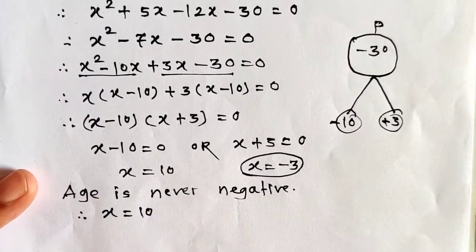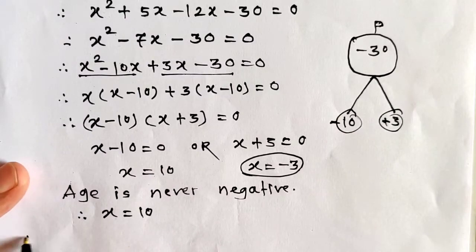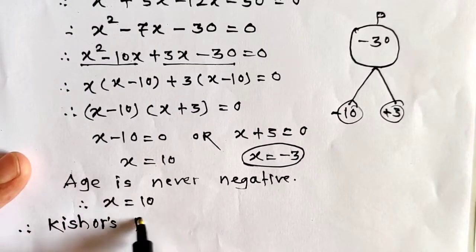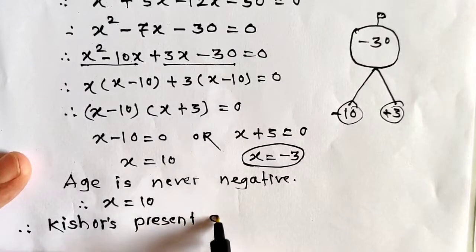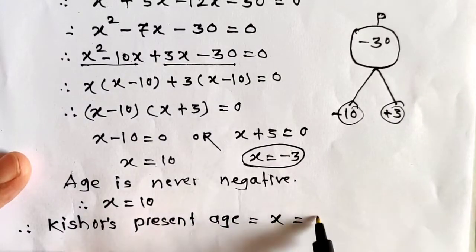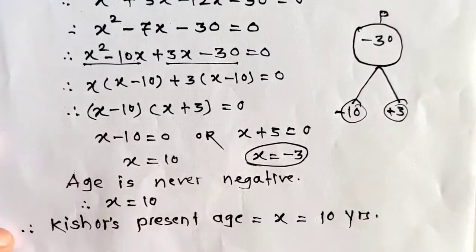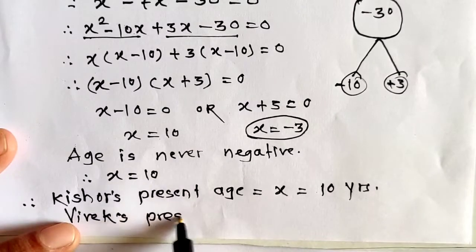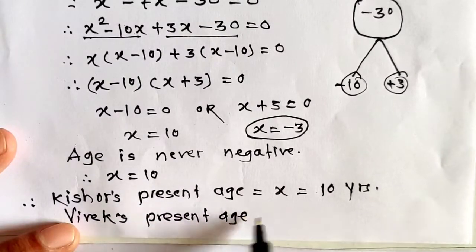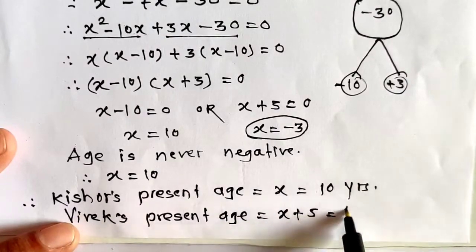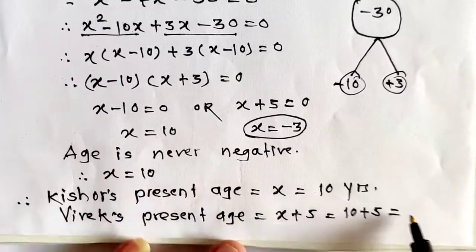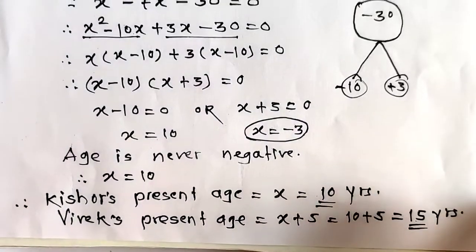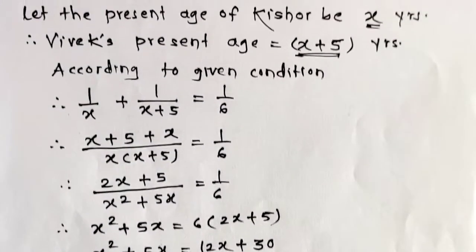So what is x? X is the present age of Kishore. Therefore, our answer: Kishore's present age is equal to x is equal to 10 years. And Vivek's present age, we have to find both's present age. Vivek's present age is equal to x plus 5, means 10 plus 5 is equal to 15 years. So in this way we can find the ages of both Vivek and Kishore.